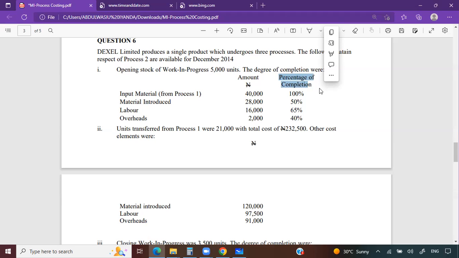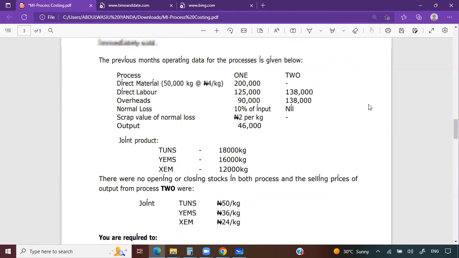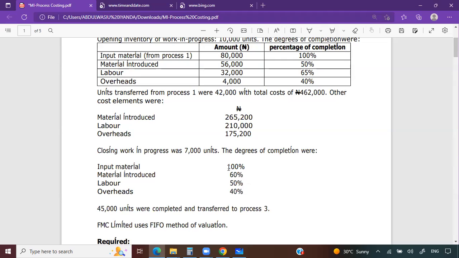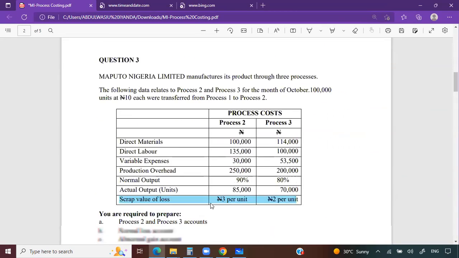When you now want to calculate equivalent units, we have two methods. Look at this first question as well. Once you have something like 100%, 60%, 50%, 40%, that is a situation whereby there's work in progress.